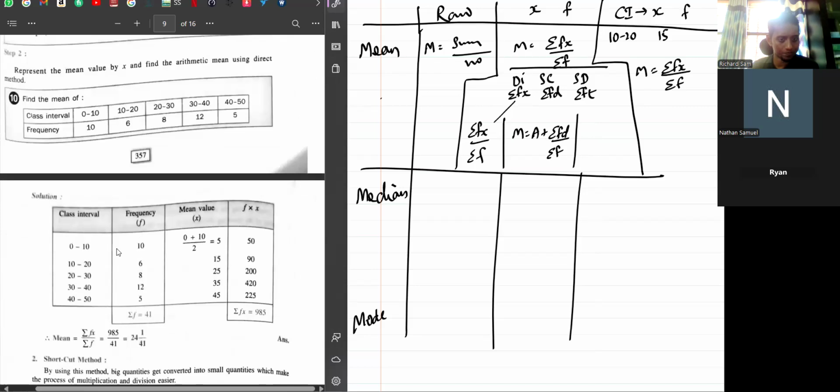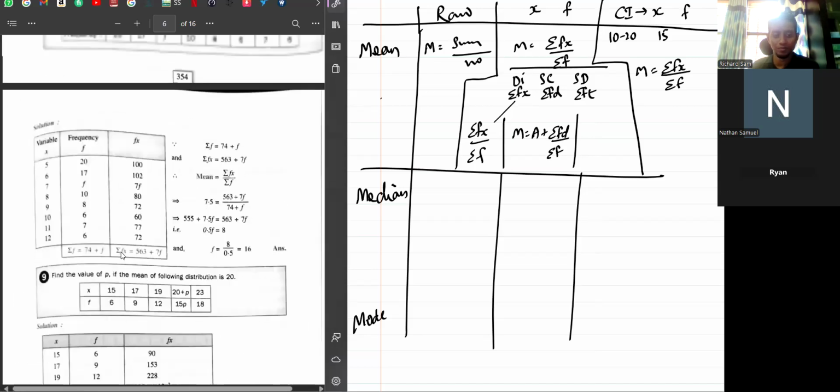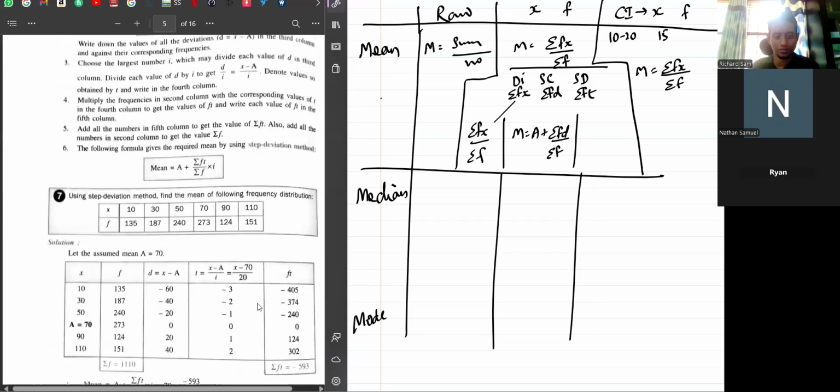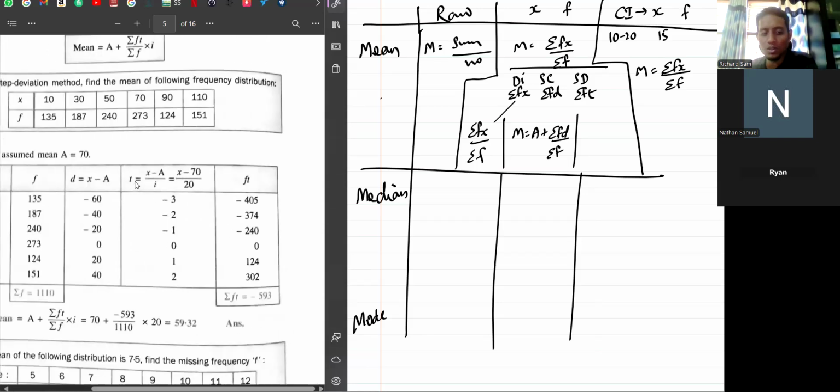Okay, where is it? Tell me, what is t? That's what Nathan had asked in the beginning. Yeah. P is a new column. In T, you're just dividing the D value with I. So whatever D is, if D is minus 60, you're dividing it with I.